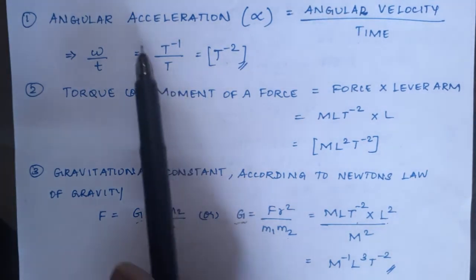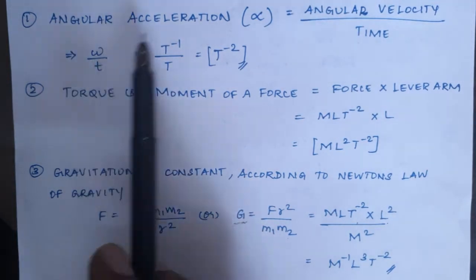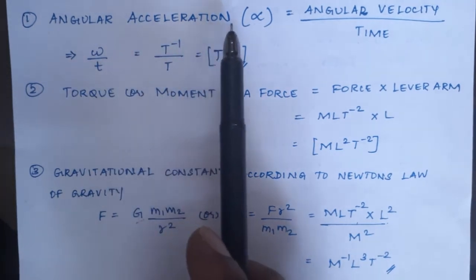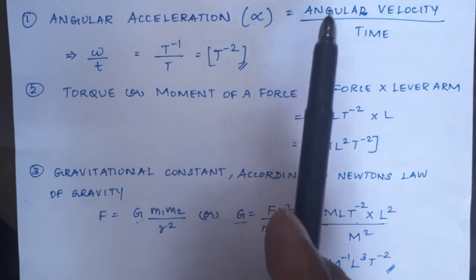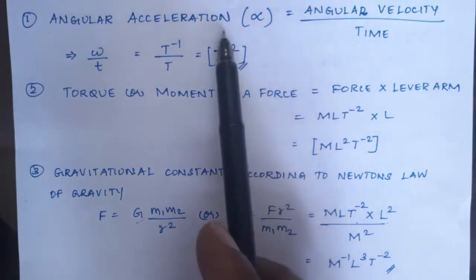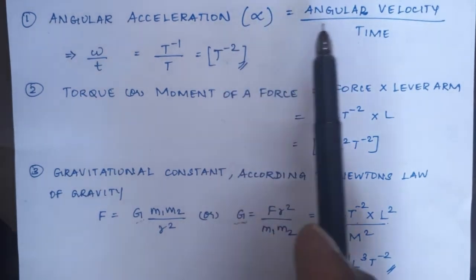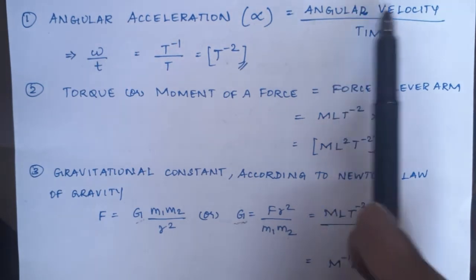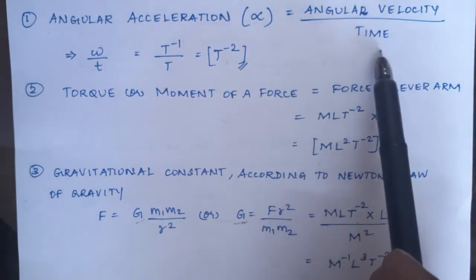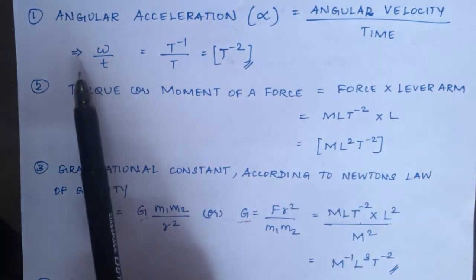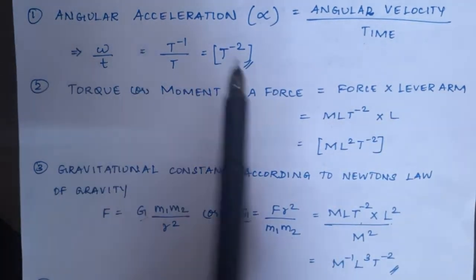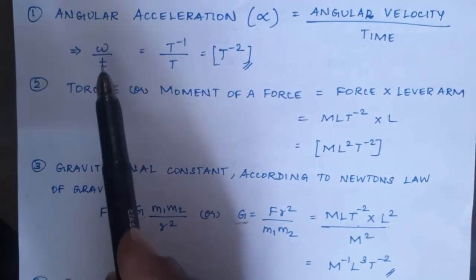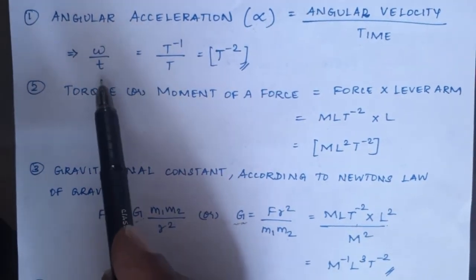Right. Coming to the first example, angular acceleration. We already derived the dimensional formula for angular velocity, which is T power minus 1. Here, we are defining angular acceleration as the rate of change of angular velocity. Angular velocity by time, by proper definition, is alpha. Alpha is defined as omega by t, where omega is angular velocity and t is time.